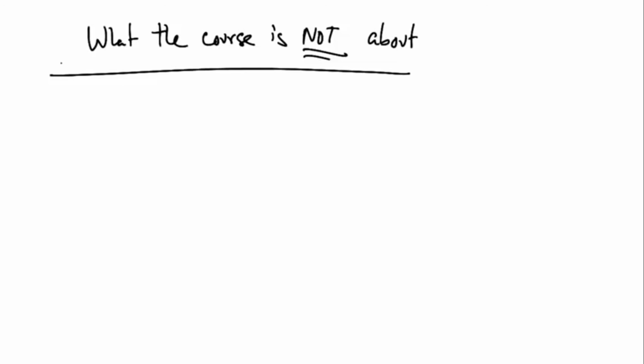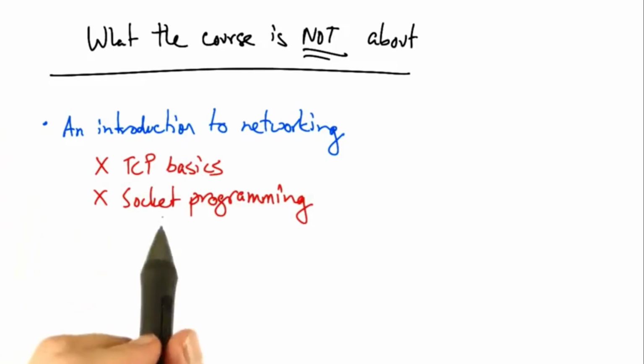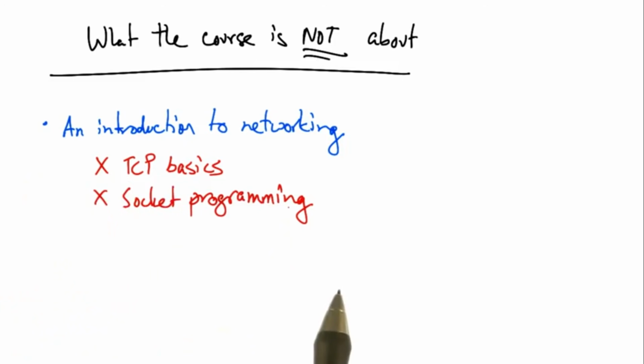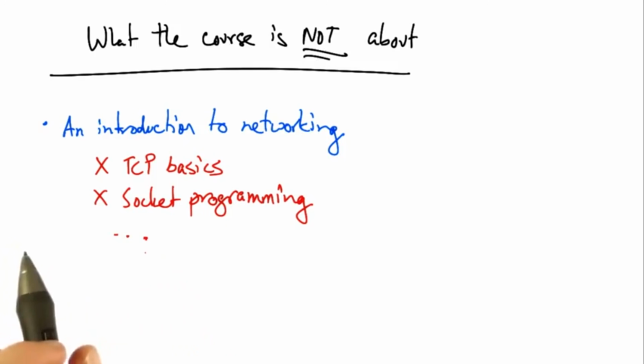It's also worth bearing in mind what this course is not about. The course is not an introduction to networking, so there are a number of basic topics that won't be covered in this course. In particular, we'll assume that you're already familiar with the basics of things like TCP, socket programming, and so forth. Anything that you might have picked up in an introductory networking course, we are just going to assume as a prerequisite for this course. So before you proceed, it may be worth revisiting some of your old undergraduate networking course material.